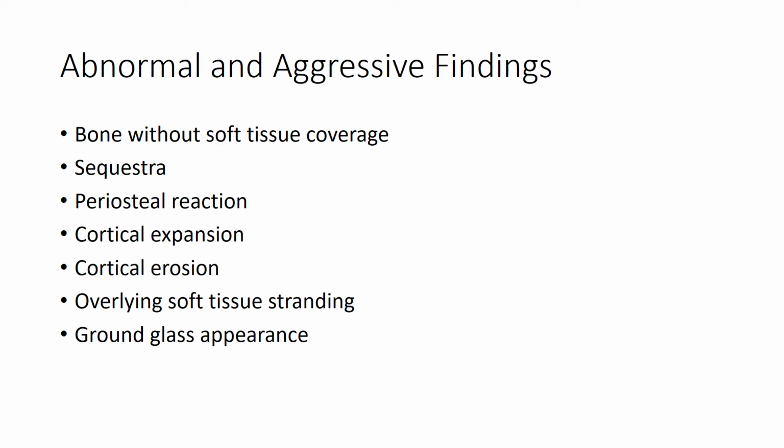Overlying soft tissue stranding, again, very nonspecific. It essentially just means inflammation, but it's not a completely benign finding either. And then a ground glass appearance, that's nonspecific in some sense, but classically that ground glass appearance is associated with fibrous dysplasia. And I would classify fibrous dysplasia as a fairly aggressive lesion because it does get worse and it can cause significant mass effect on adjacent structures.